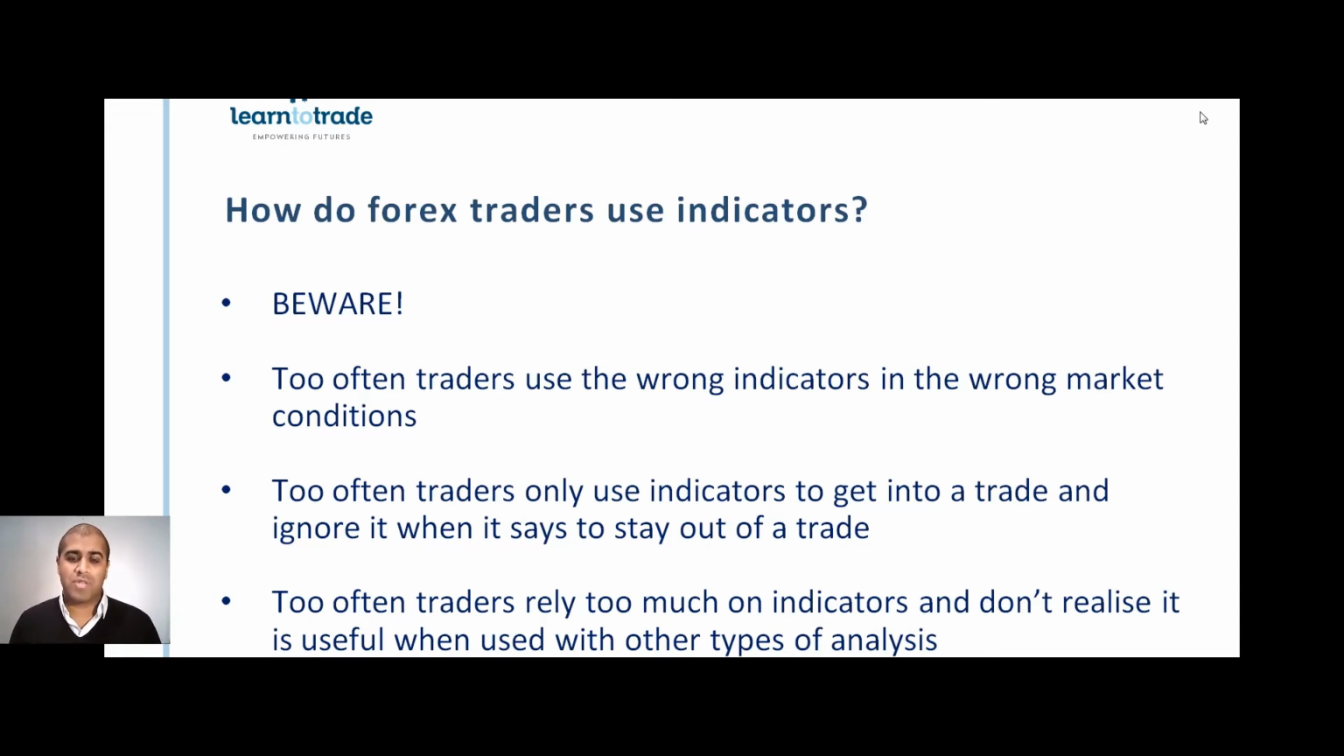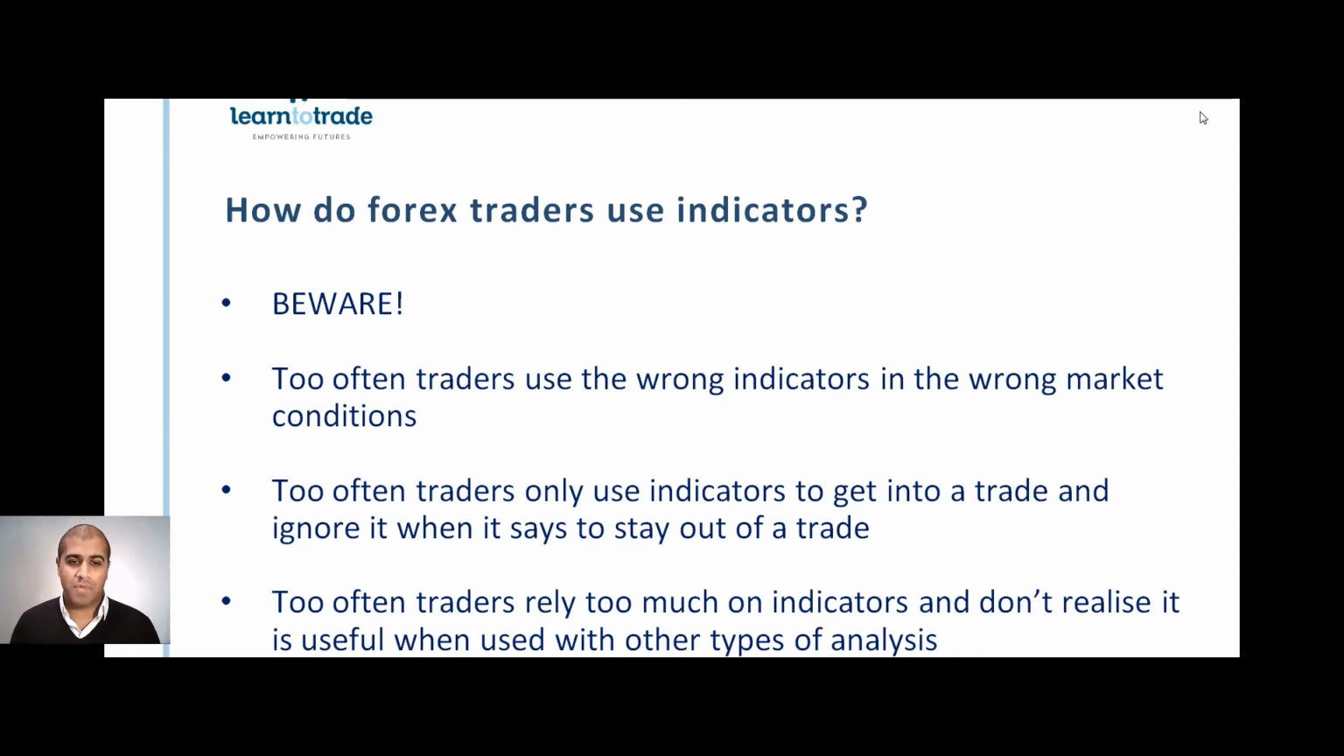Also, too often traders use indicators to only get into a trade and they ignore it when it tells them to stay out of a trade. And that's a big one as well, because they're not consistent with the tools that they're using. In effect, you're just using the tools when it confirms what you want to do at the time. And that's not going to help you in the long run to remain consistent, because we need consistency to allow the probabilities to work in our favor. If we have a random approach to our trading, we're never going to get a probable outcome over a sample of trades.